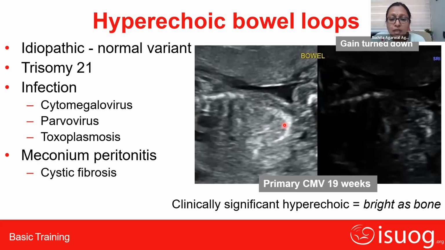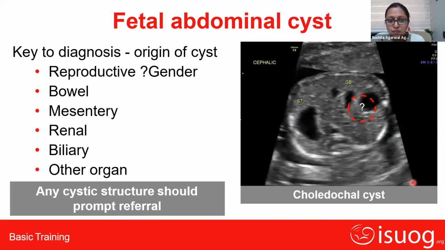But what is the best way to diagnose this hyperechoic bowel? You turn the gain down, and you find the structure as bright as bone. Like this is a bone and this is the bowel. So the echogenicity of the two should be similar. If the bowel is as echogenic as a bone, then you say that this is a hyperechogenic bowel. It should be as bright as bone.